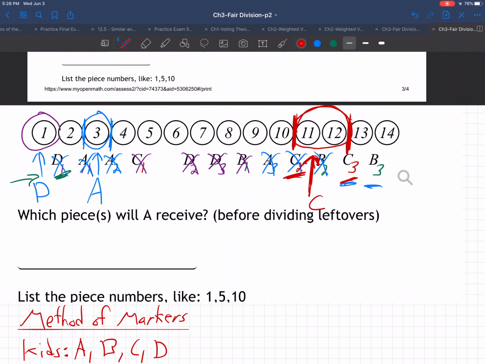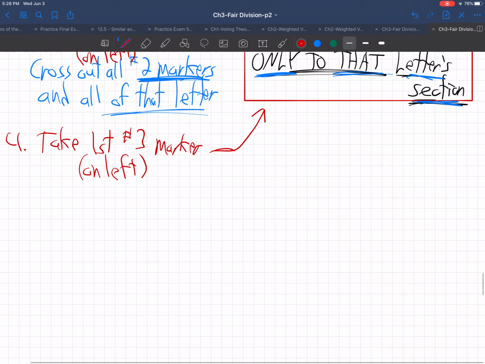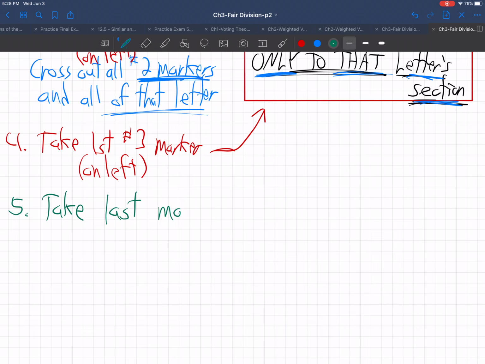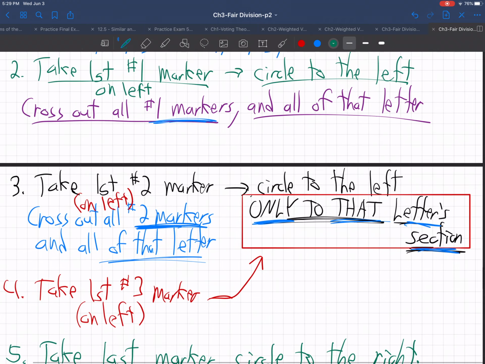All right, we've only got 1 marker left. Step 5, I think, is pretty obvious. Step 5, take the last marker, but this time we circle to the right. So on the very last step, you go to the right. All the rest have been going to the left.